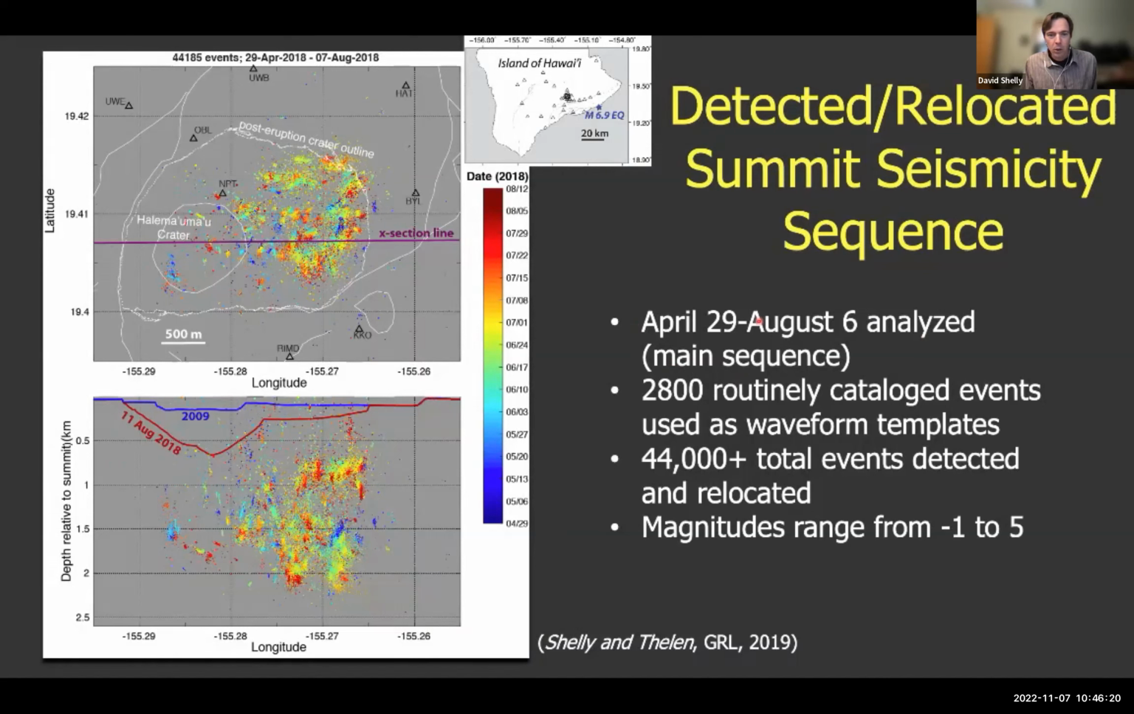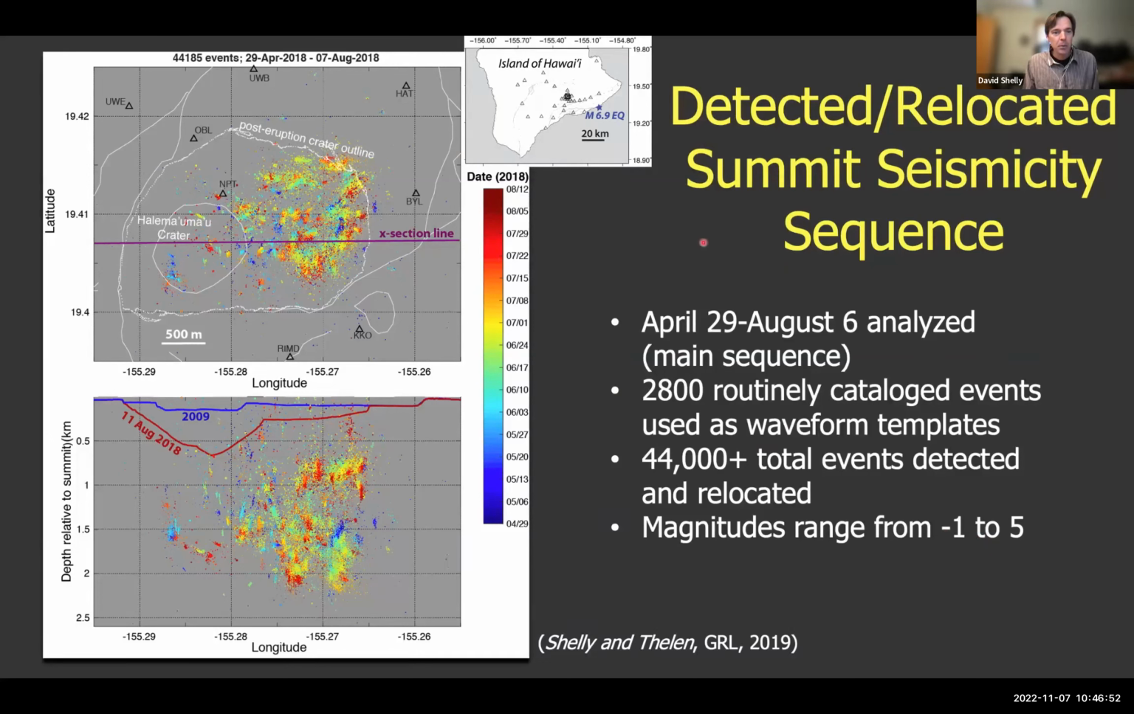So we looked at April 29 to August 6. This encompassed essentially the entire summit collapse sequence. We used 2,800 routinely cataloged events as waveform templates, and we used those to relocate more than 44,000 earthquakes during this sequence, with magnitudes ranging from -1 to 5.